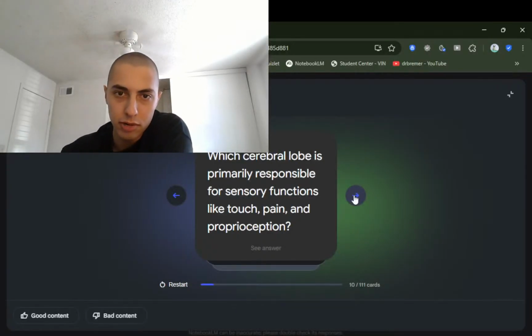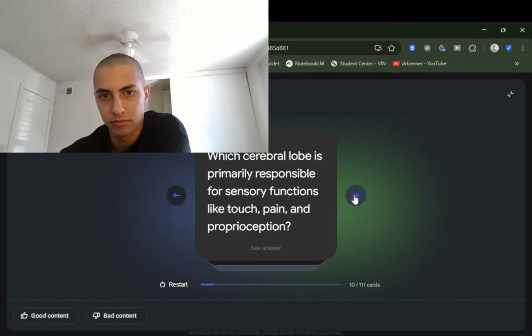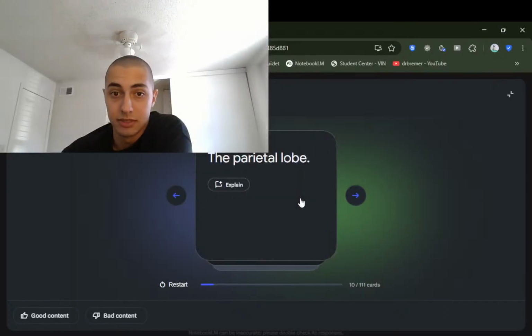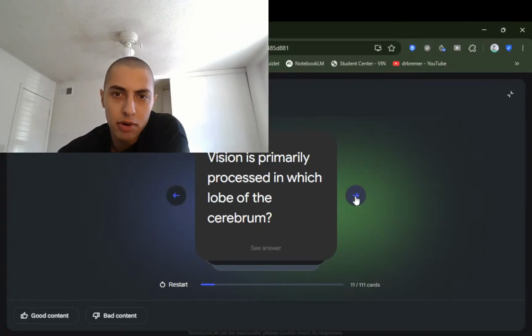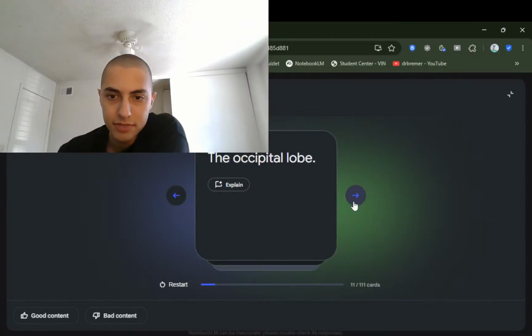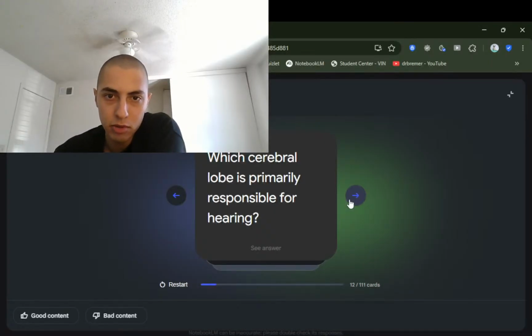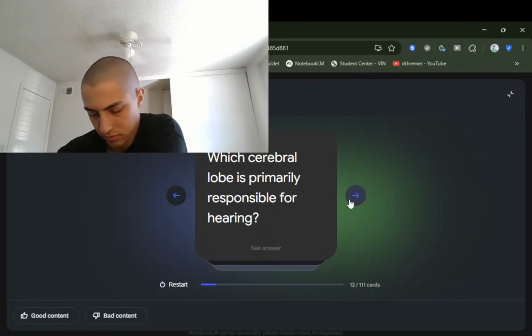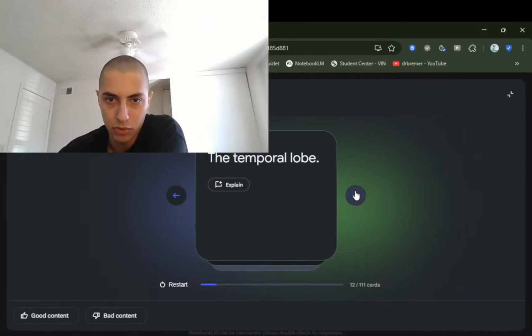Which cerebral lobe is primarily responsible for sensory functions like touch, pain, and proprioception? The parietal lobe. Okay. Vision is primarily processed in which lobe of the cerebrum? The occipital lobe. I feel like I knew that. I just wasn't confident enough to say it. Which cerebral lobe is responsible for hearing? Occipital? No, temporal. The temporal lobe.